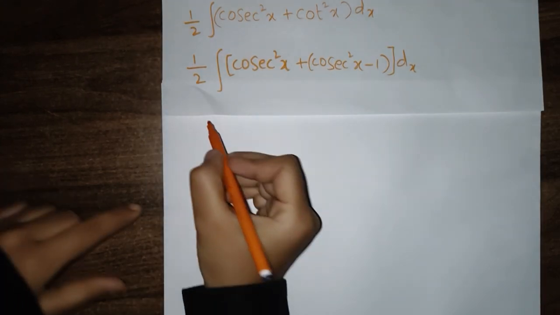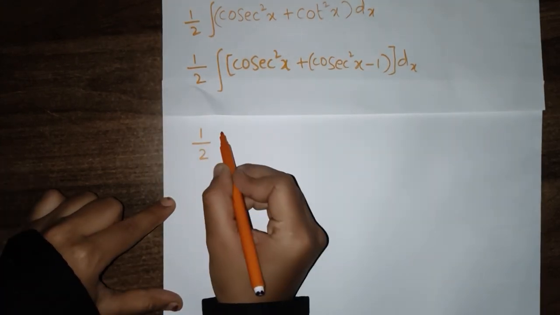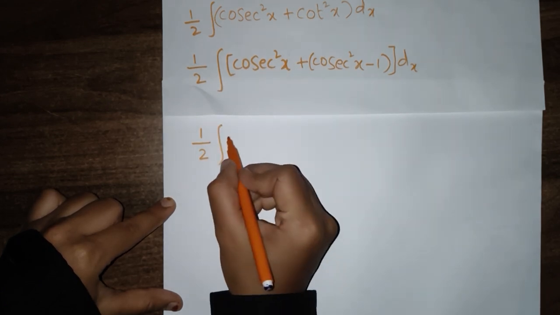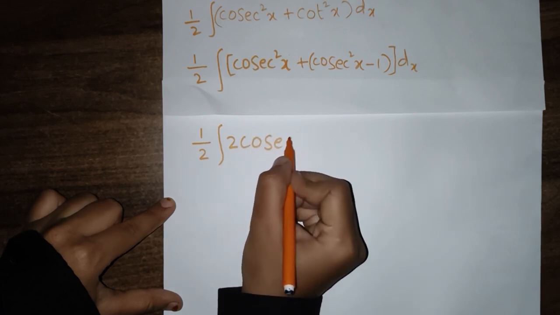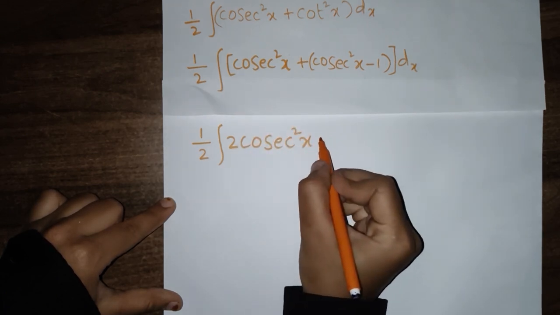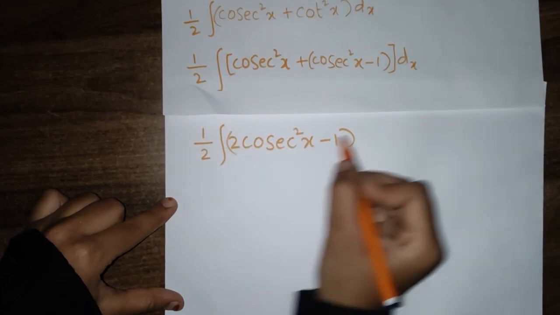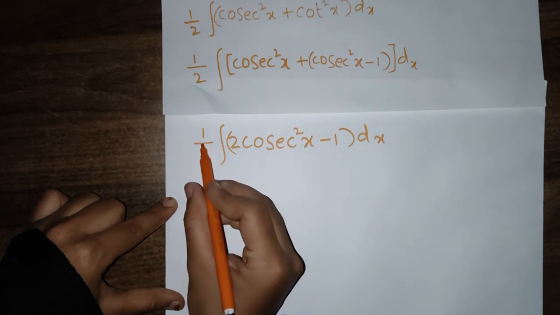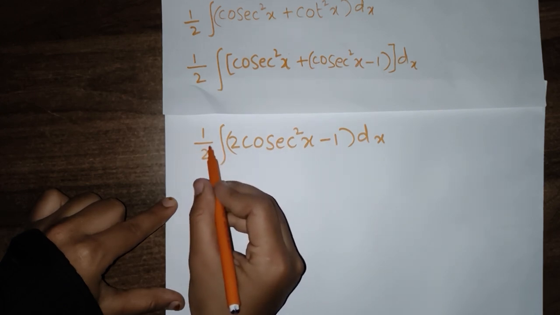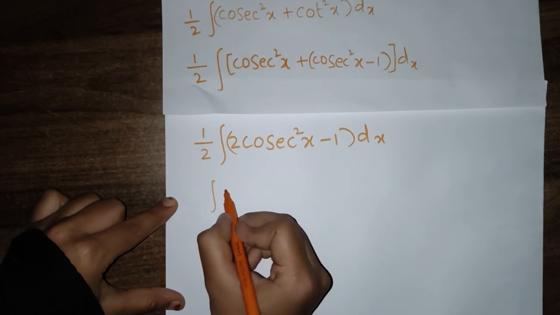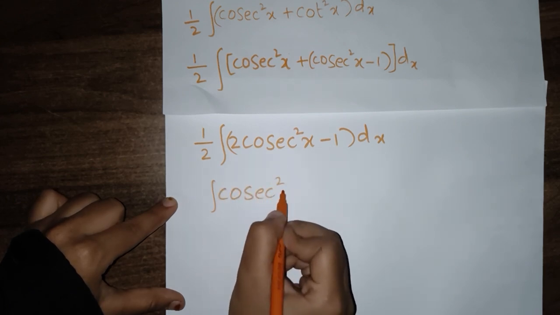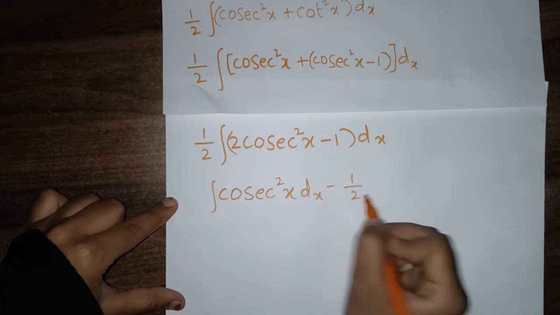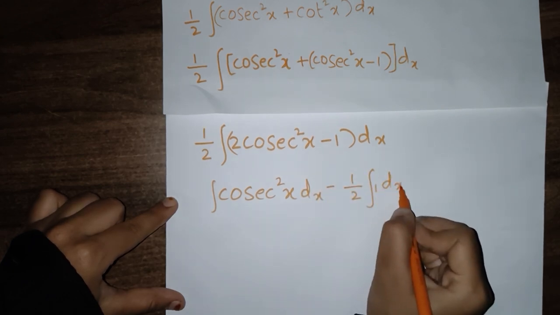Now we have to solve further. Keep the constant as it is, 1/2 integration of cosec²x plus cosec²x becomes 2 cosec²x minus 1 into dx. Now let me separate the integrations. The 2 in the denominator and this 2 get cancelled. So integration of cosec²x dx minus 1/2 integration of 1 into dx.